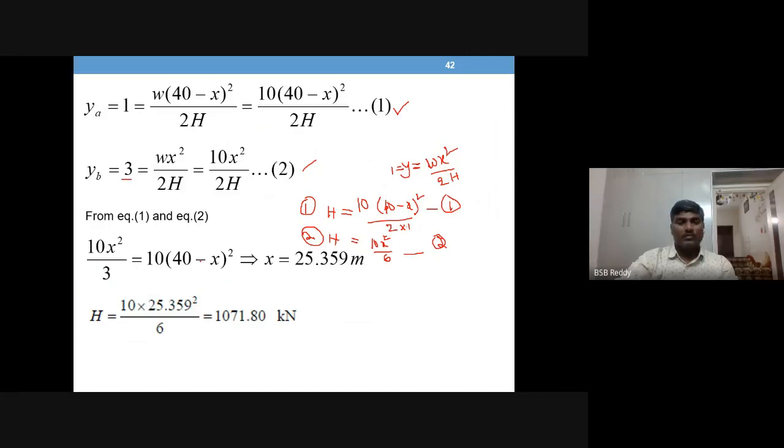Okay, so you can see here 2 2 3s. So 10 into (40 minus x) whole square and 10x square by 3. From that, if you solve, x is equal to 25.359 meters. Substitute the x value into either equation 1 or 2, you get the h value, that is 1071.8 kilonewton. Okay, so this is how we solve for the location of the lowest point and the h value, the horizontal reaction.